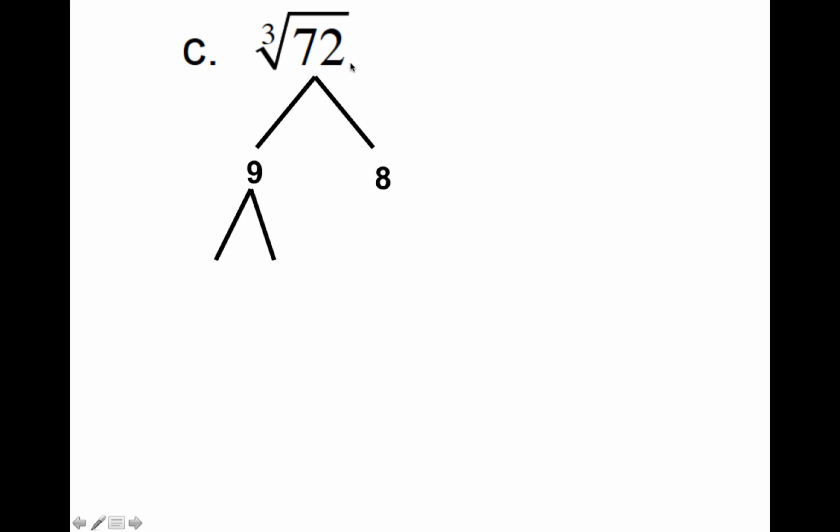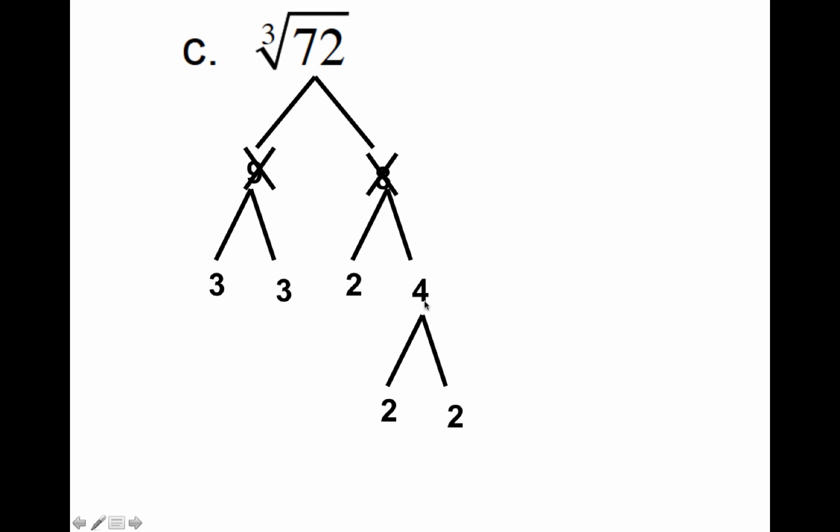And 9 is 3 times 3. Since you factored the 9, we're going to cross it out so we know we've broken down the 9. Now we're going to break down the 8. So 4 times 2 is 8. Since we broke down the 8, cross it off. Can't break down the 2, but the 4 is 2 times 2. Cross off the 4, you broke it down.